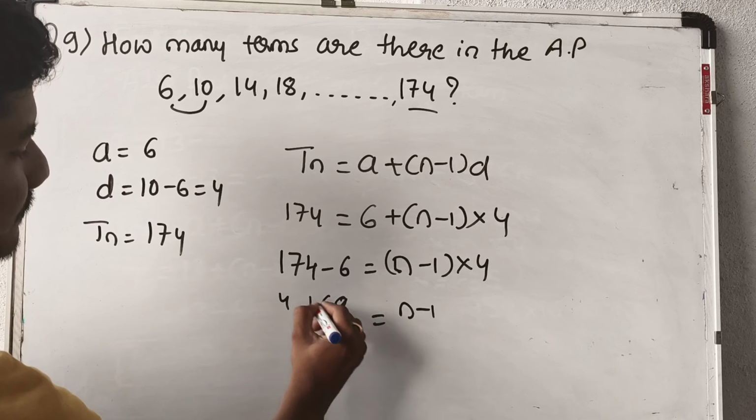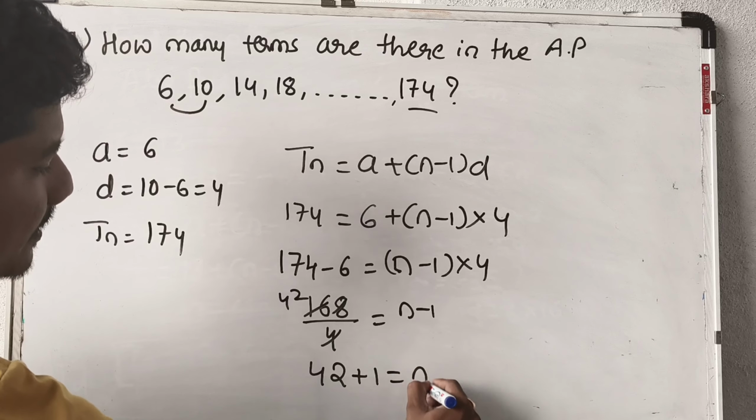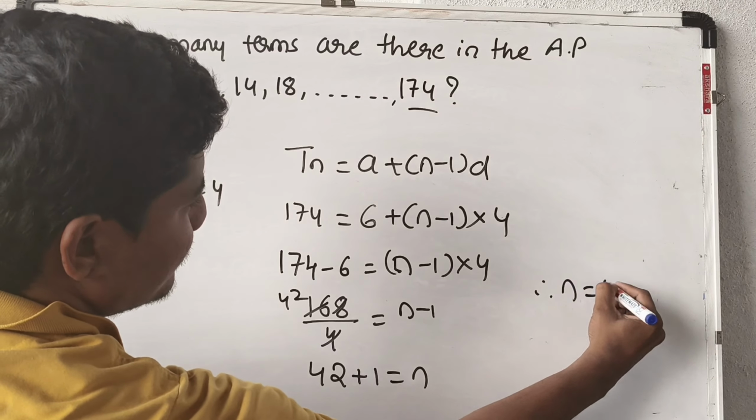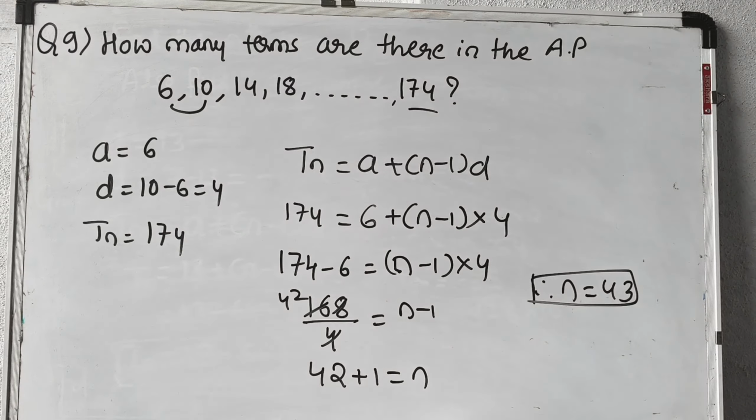4 ones are 4, 4 fours are 16, 4 twos are 8, so 42. Take minus 1 this side, plus 1, that is 43. The 43rd term of this AP is 174.